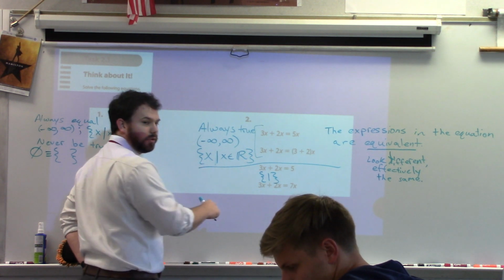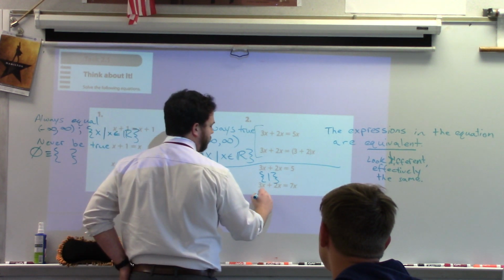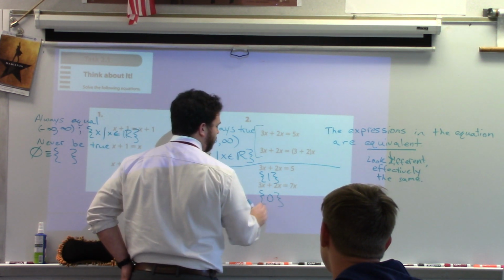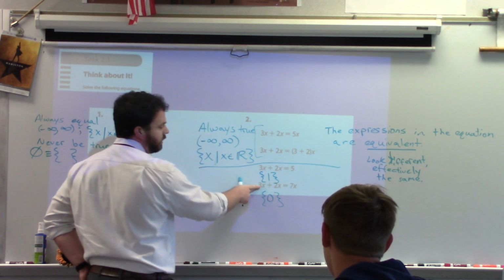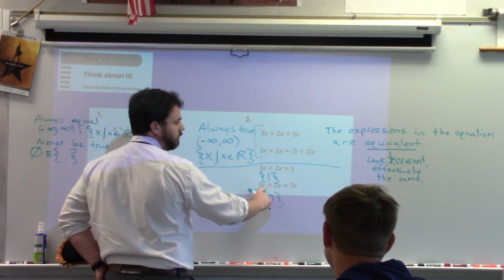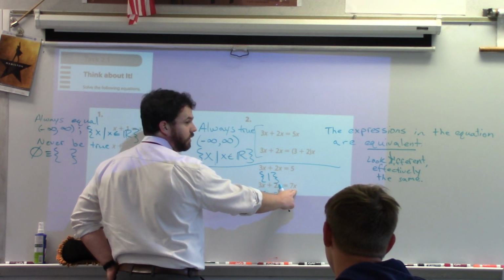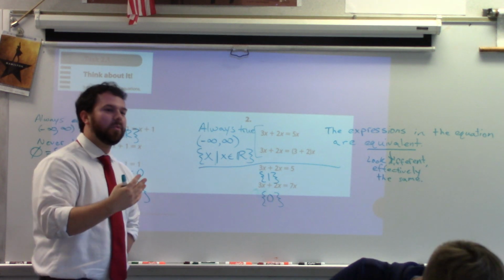You think this one's no solution as well? 100%. No, if you made x 0. What's 3 times 0? 0. 2 times 0. 0. 0 is equal to 7 times 0? It's a jump. So here's what I want to point out, right?